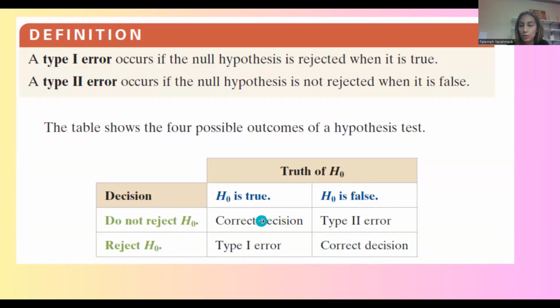So you have two scenarios with correct decision. Null hypothesis is true and you don't reject it. It's a correct decision. And when null hypothesis is false and you reject it, it is a correct decision. In either cases, you're going to have error.